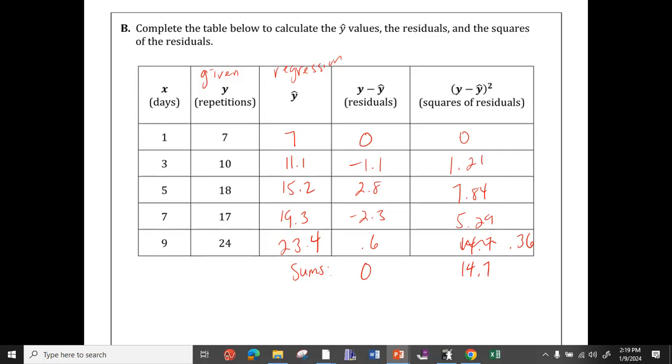Okay. How do you feel about finding the residual and your R squared? Good? Doable? All right. Cool. That one is done.